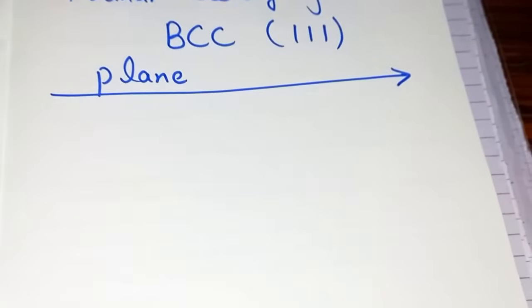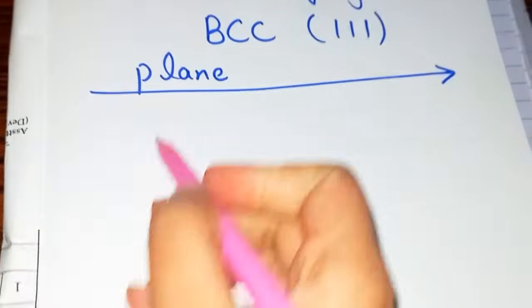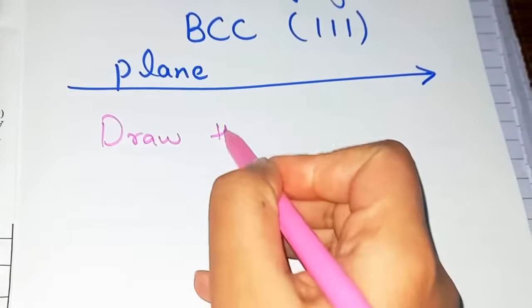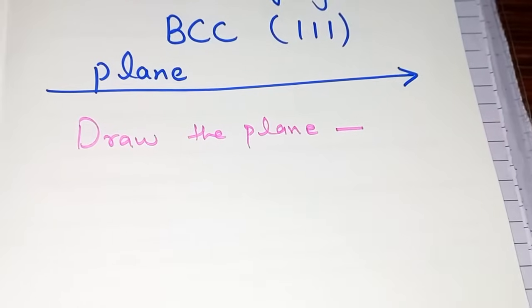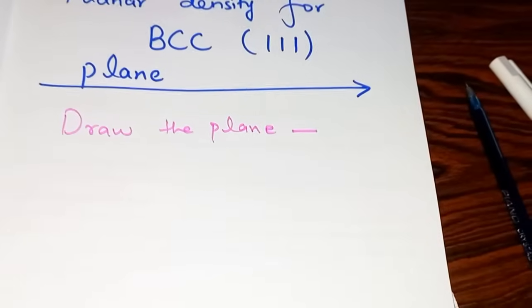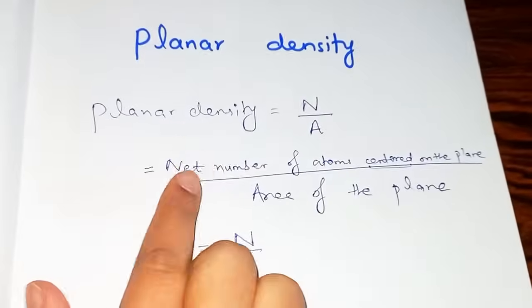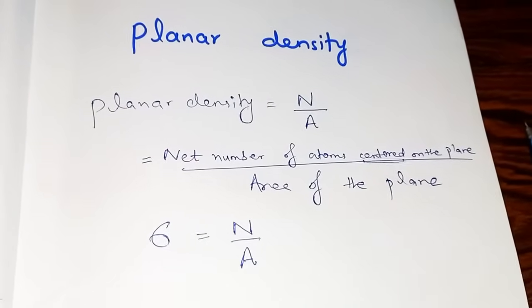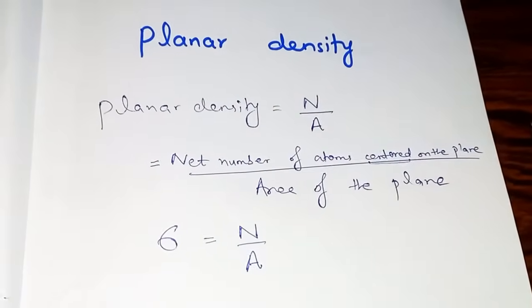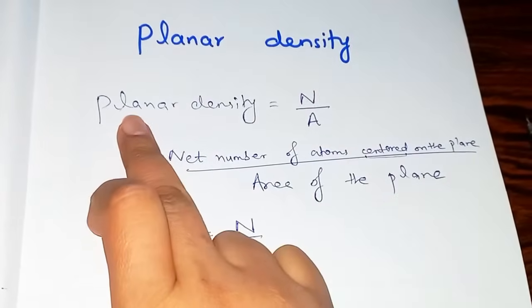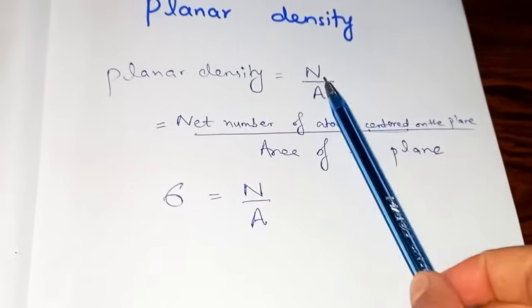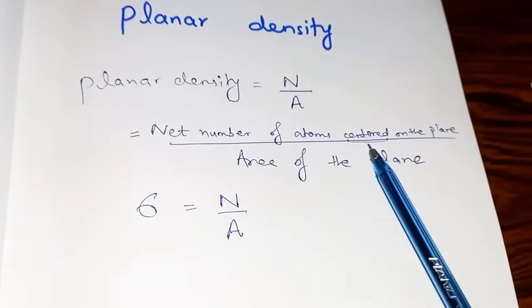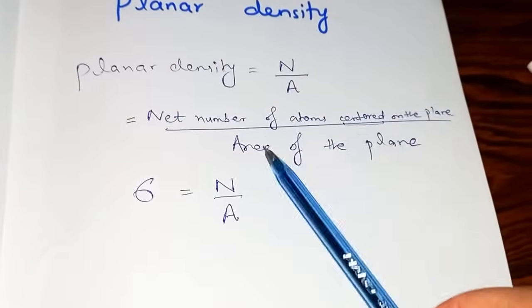The first thing that we do in calculating the planar density is to draw the plane. But before drawing it, I just want to mention the formula that we are going to use, and that formula applies to every simple cubic or any structure that you are considering, whether it's hexagonal or whatever. The planar density is equal to capital N by A, where capital N is the net number of atoms centered on the plane, divided by the area of the plane.